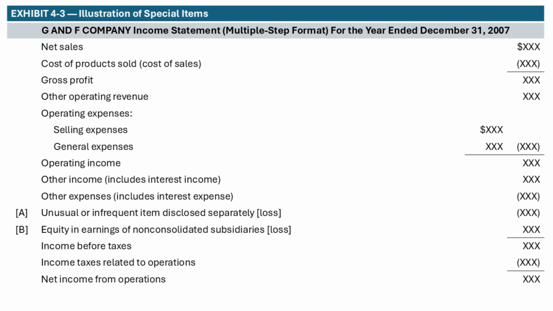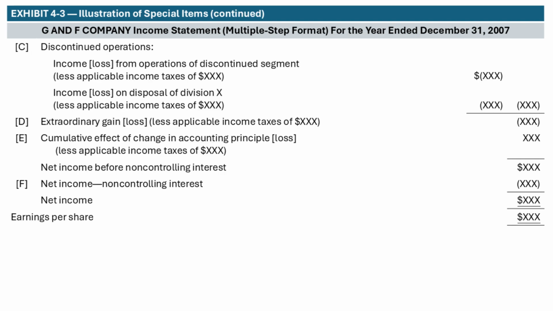The income statement is in a multiple-step format, and if you look carefully at the left-hand side, you can see A, B, C, D, E, F. There are also some special items in the income statement, and we will introduce these five special items in the following slides.